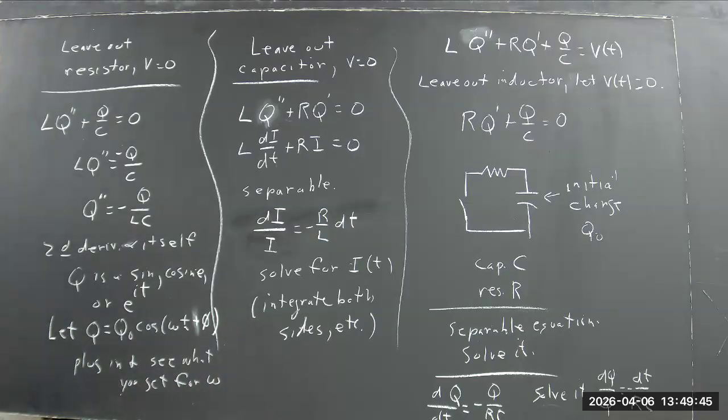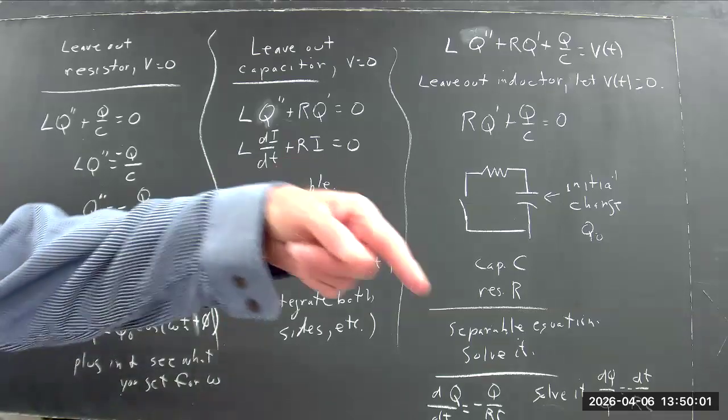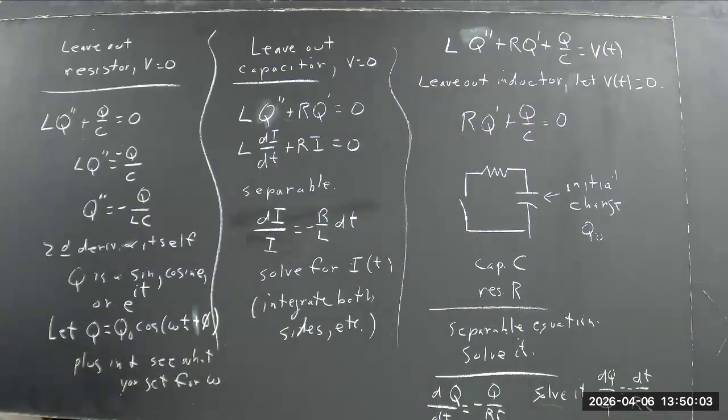See what you get for omega. Now, what ought the units of omega to be? Radians per second, right? It's an angular frequency, which gives you the frequency of your sine wave, cosine wave, whichever one you call it, okay?